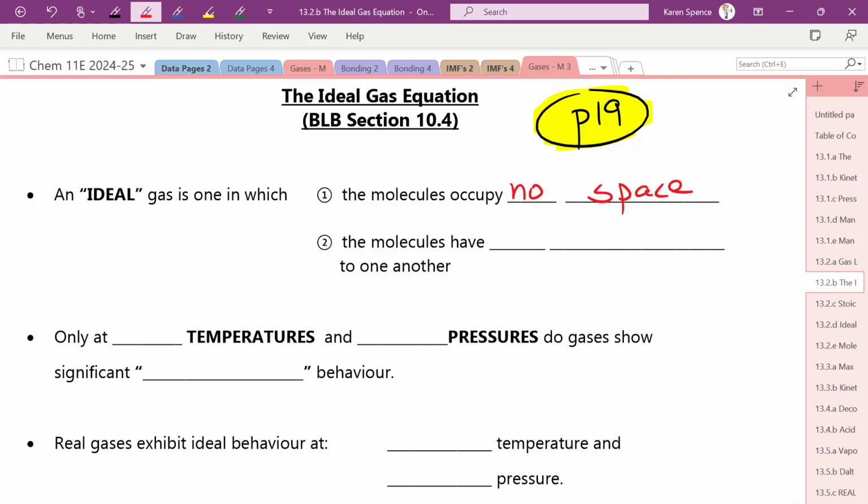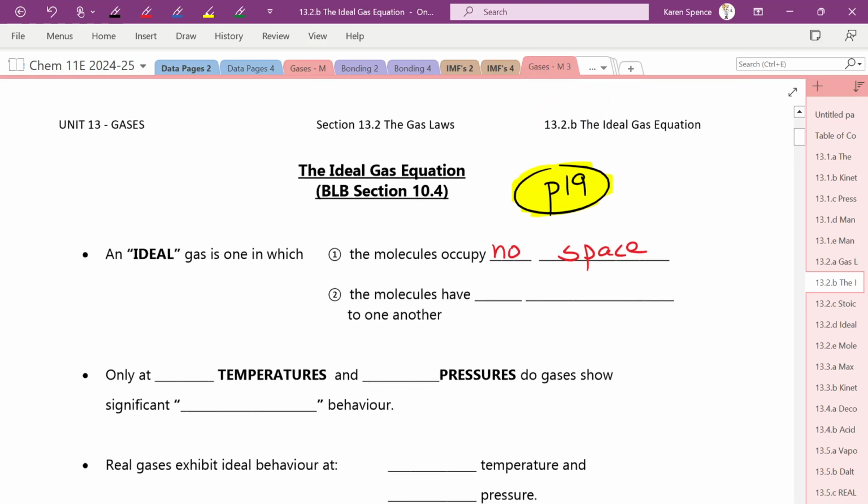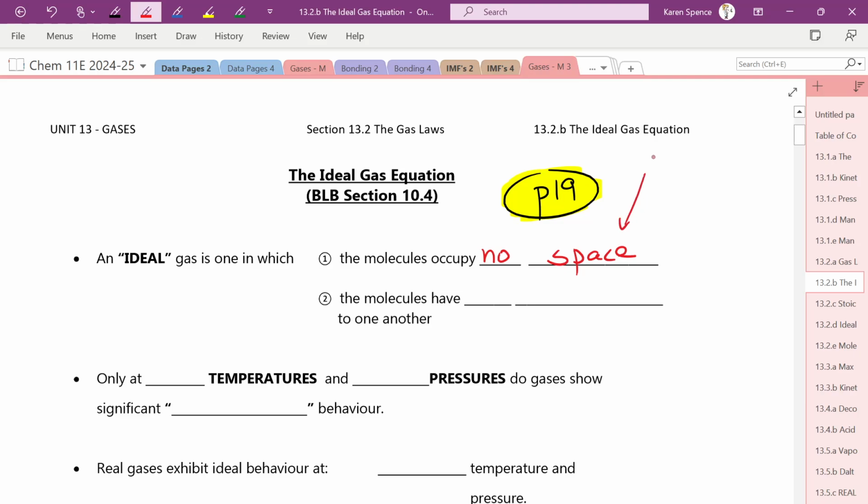So if you had to think of all the various gases, can you think of one that might be the most ideal in that it takes up the least space? Hydrogen is a good one. Helium is another. Okay, so hydrogen and helium tend to be the most ideal, since they are the smallest.